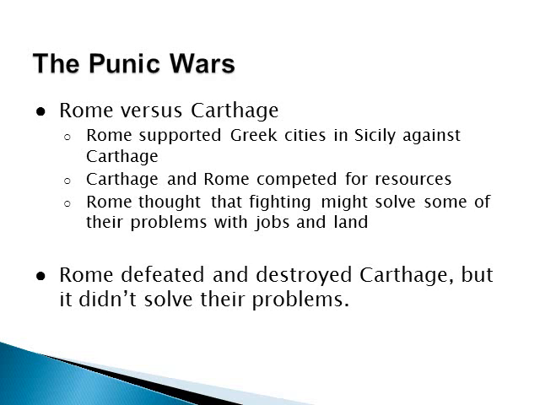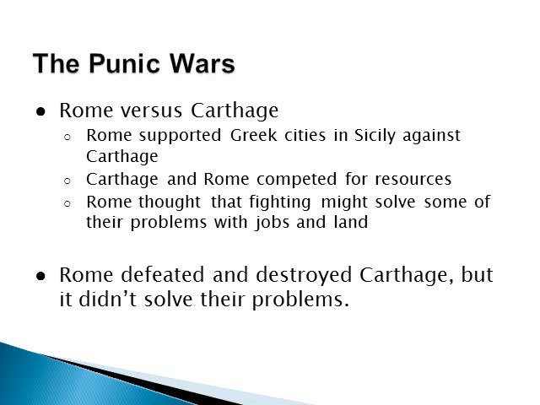The first war began when Rome supported the Greek city-states in Sicily who were fighting against Carthage. The second war revolved more around Carthage and Rome competing for resources in Spain, as well as control of land and territory in Europe and in Italy itself.